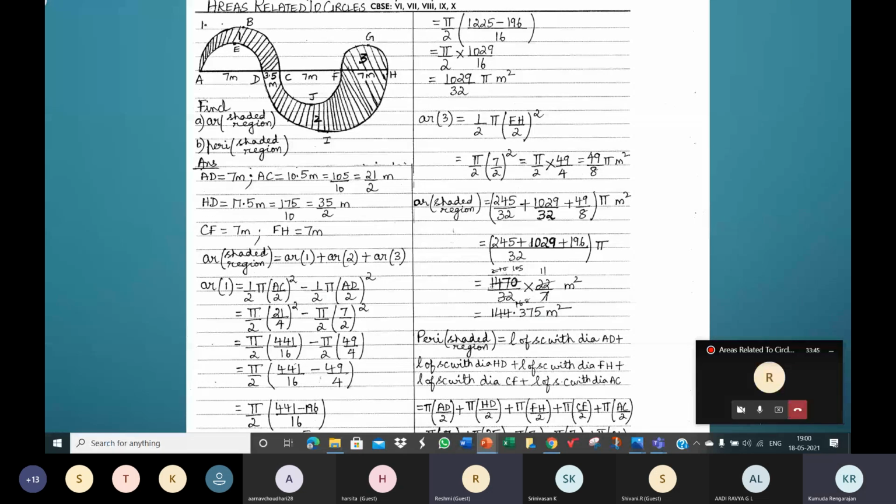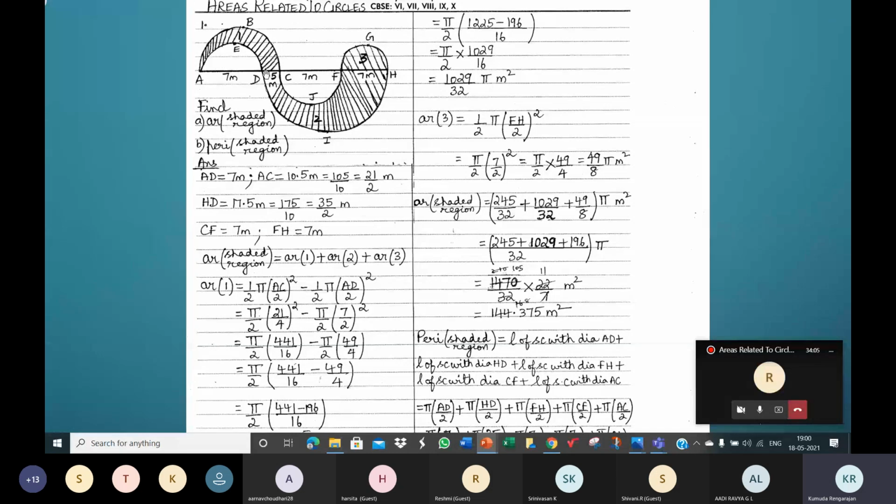You can. I'm just mentioning the radius here. That's all. Okay. Minus the area of this semicircle. The area of the semicircle, not to forget the half, is half pi r square.